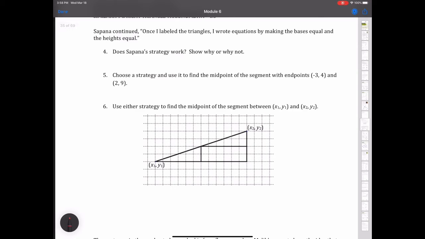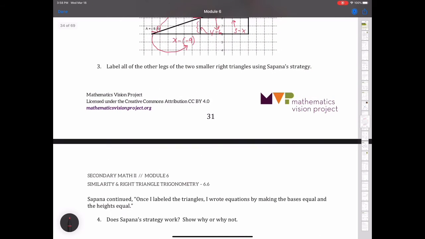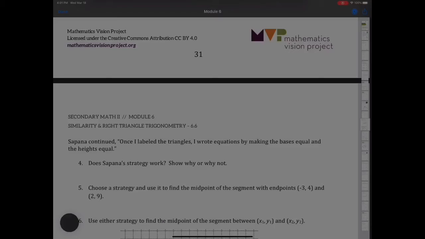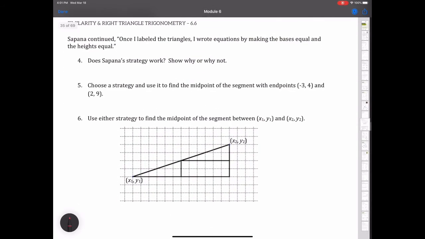So Sapana continued, once I labeled the right triangles, I wrote the equations by making the bases equal and the heights equal. So our question is, does Sapana's strategy work? And you need to show why or why not. So go ahead and pause the video for a moment and do that. Okay, does Sapana's strategy work? Show why or why not. So we are going to go ahead and do just what she says, writing the equations and making the bases equal and the heights equal.